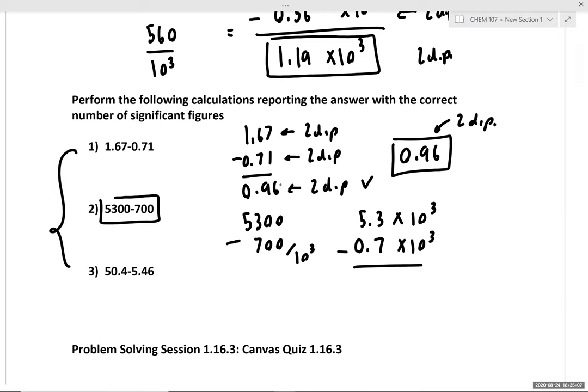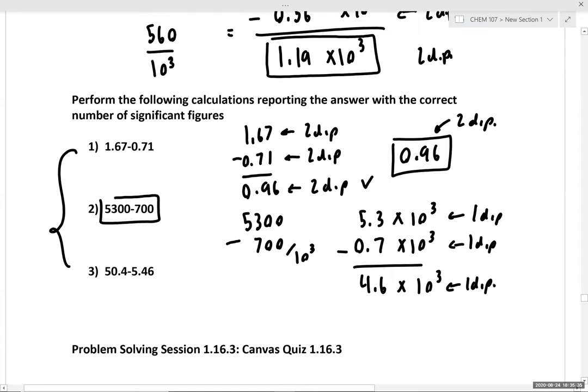Perfect. So one thing to keep in mind, you can only add and subtract numbers if they have the same power of 10. That's why we use this base 10 method. That's why I divided 700 by 10 to the third, so both of my decimals have the same power of 10. That in turn gives us 4.6 times 10 to the third. Both of our numbers have one decimal place, so our final answer should have one decimal place. This is why, if you're writing your numbers out long form, you need to include your placeholder zeros. This is 4,600 rather than 4.6. So make sure to include your power of 10 in your final answer. Did that make sense to everyone?